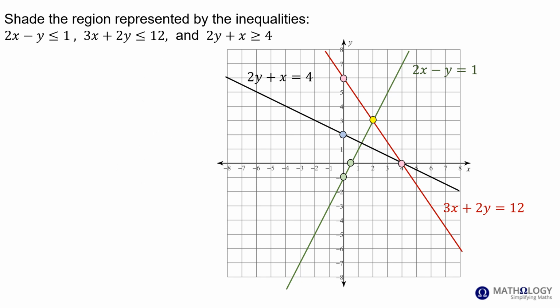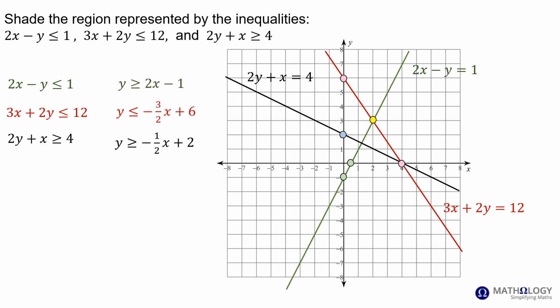The last thing we need to do is to shade the region represented by the three listed linear inequalities. 2x minus y is less than or equal to 1. 3x plus 2y is less than or equal to 12. And 2y plus x is greater than or equal to 4. Note that the shaded region will indicate the solution to these three inequalities. Before we find the solution to these inequalities, we first need to express each inequality with the variable y being the subject of the formula.